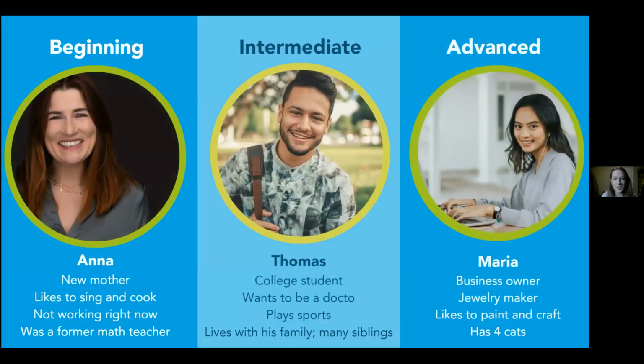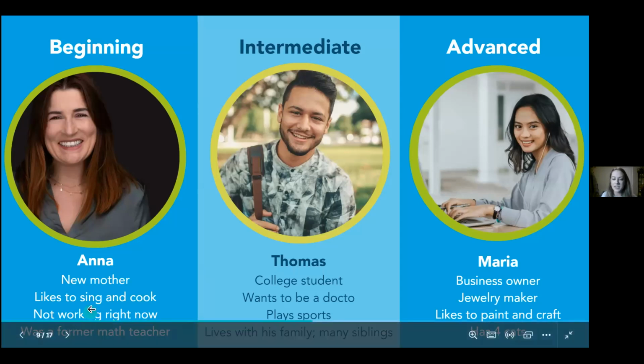So let's review our students a little bit. We have our beginner level student, Anna, who is a new mother. She likes to sing and cook for some of her hobbies. She's not working right now, but she was a former math teacher. Then we have our intermediate student, Thomas, who is a college student. He wants to be a doctor. He plays a lot of sports. He lives with his family, and he has a lot of younger siblings.